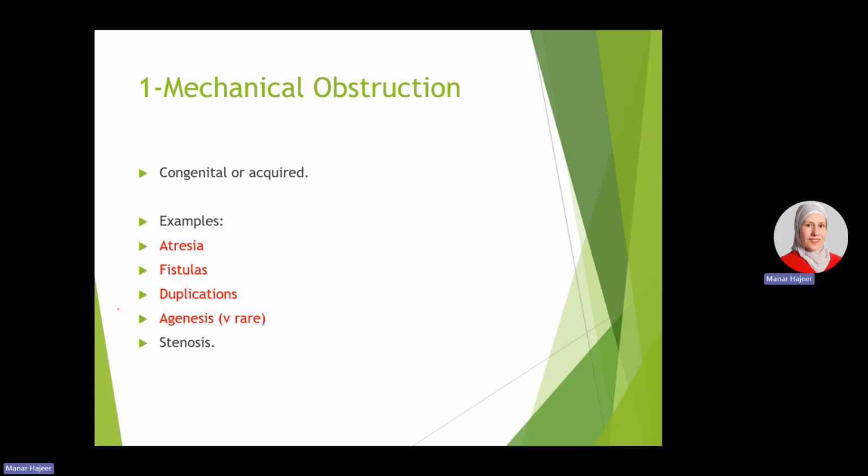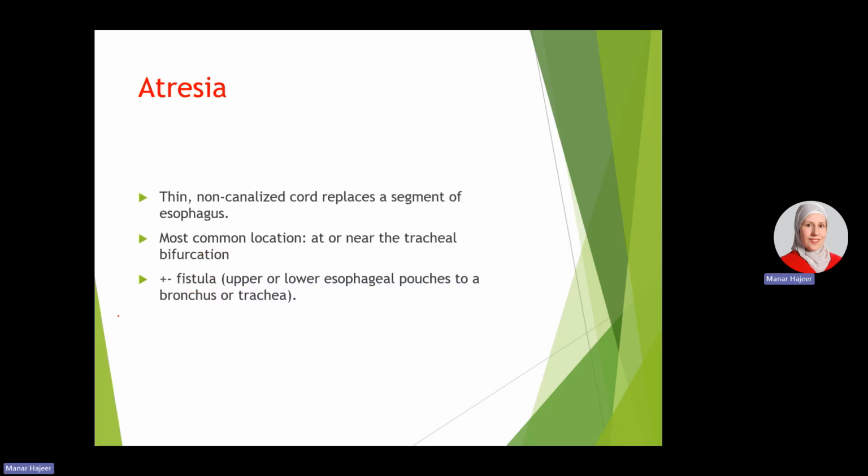Atresia, fistula, and duplications can occur, and usually they present shortly after birth, and they are non-compatible with eating and drinking or swallowing food. Stenosis is considered another cause of mechanical obstruction, but most of the cases are acquired. Let's start with atresia. Atresia means that a part of the esophagus is non-canalized, and it is replaced by a thin cord. This will interfere with the swallowing process and cause a mechanical obstruction.